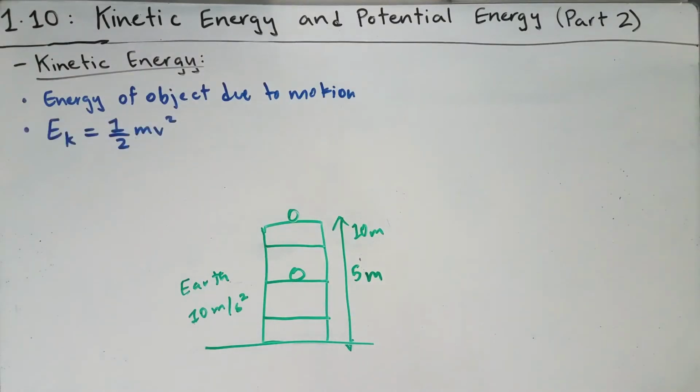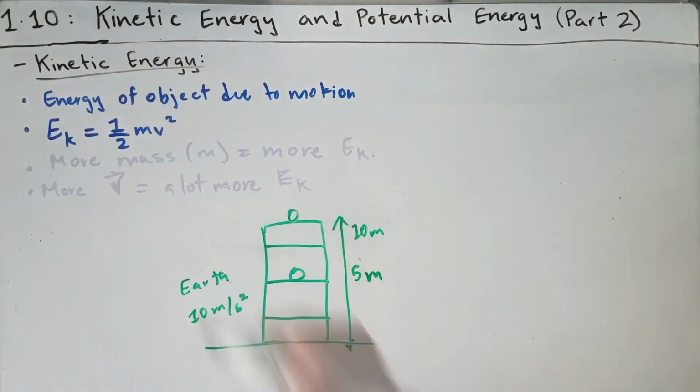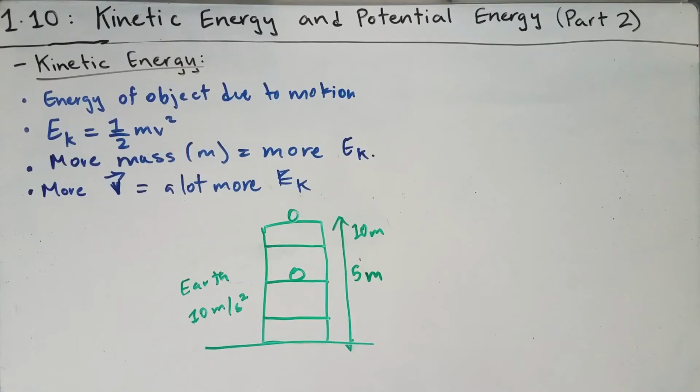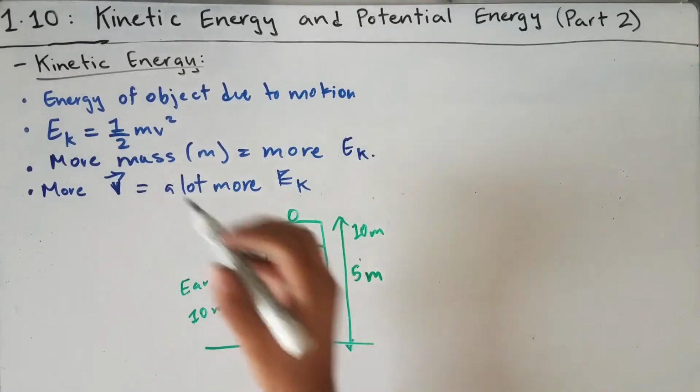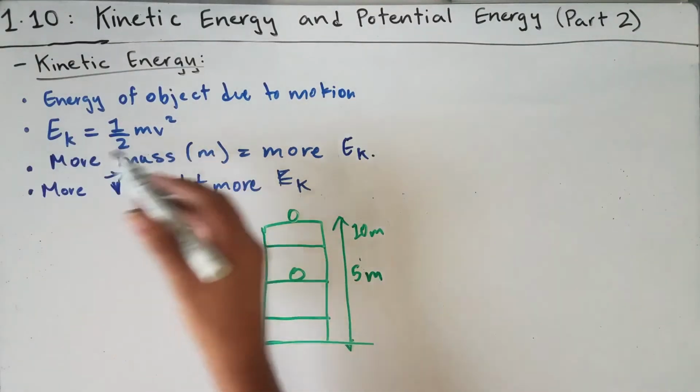Kinetic energy is represented by the letter E for energy with the subscript K for kinetic energy. The kinetic energy of an object that has some velocity can be represented by half of its mass times its velocity squared. If we look at the formula, we know that if a car has some velocity and some mass, then if we increase the mass of that object, the kinetic energy would also increase because of the formula.